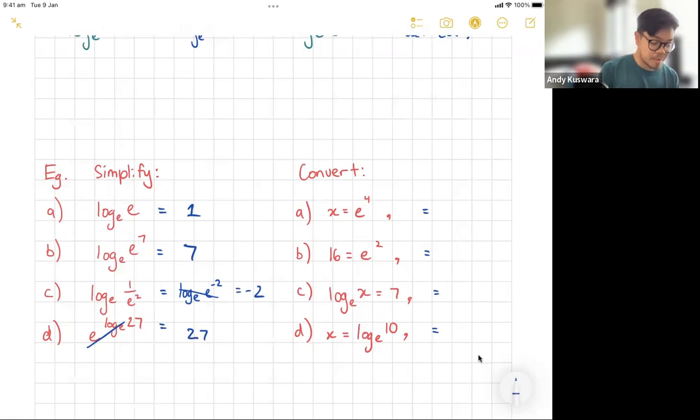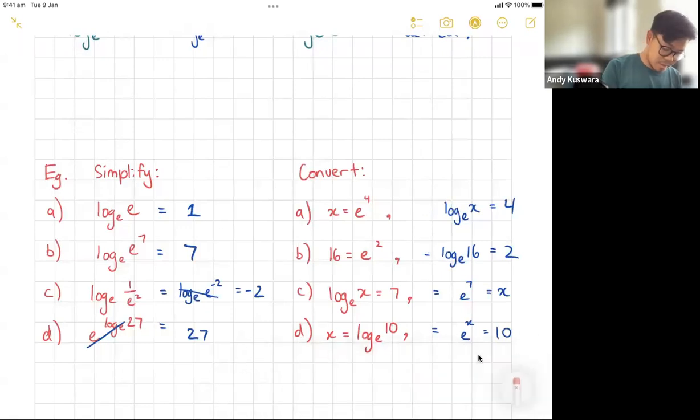Now, have a go at these convert ones as well. Hopefully you have. If we're doing these convert ones, this would mean that log base e of x equals our power 4. Same thing here, our base is e, so log base e of our numeral 16 should equal 2. If we have log e of x equals 7, then that means the base e to the power of 7 equals our numeral x. And same thing here, we're going to have e, and the power should be x, and what it should equal is 10. I don't need all these equals here, but that's what it would look like if we had converted these from exponential to log form or from log form to exponential.